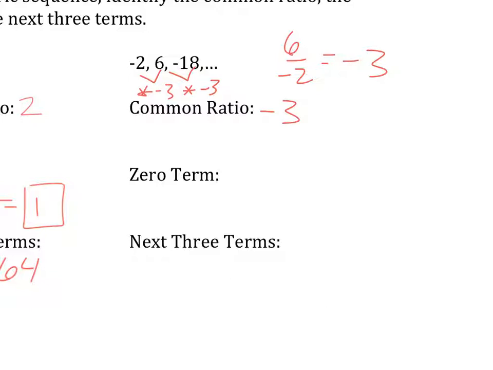Now, to find our zero term, we want to take that first term divided by our common ratio. So we have negative 2 divided by negative 3.